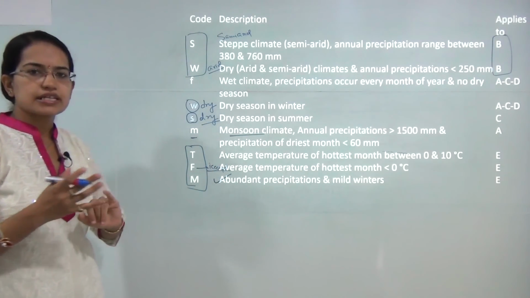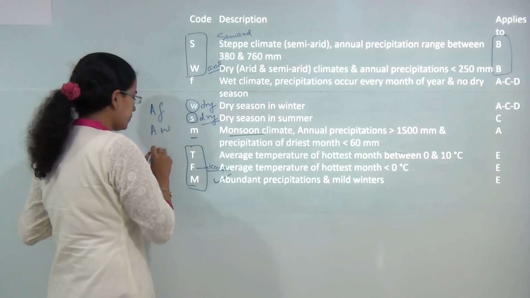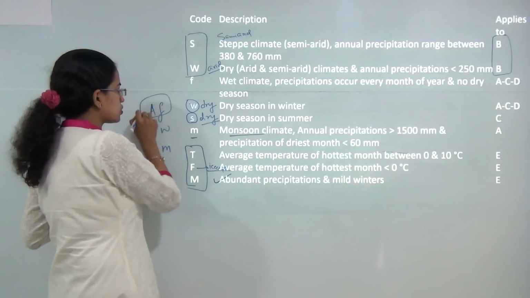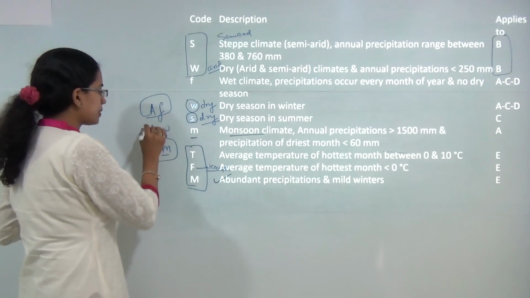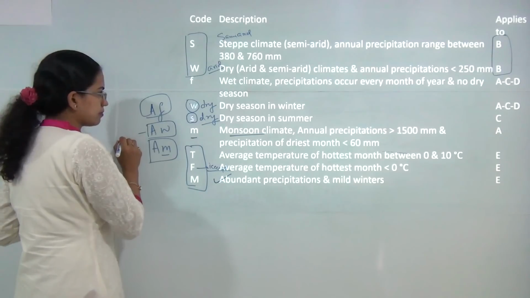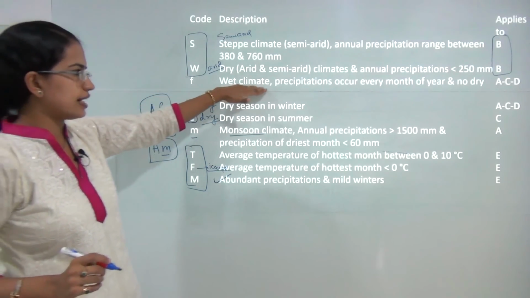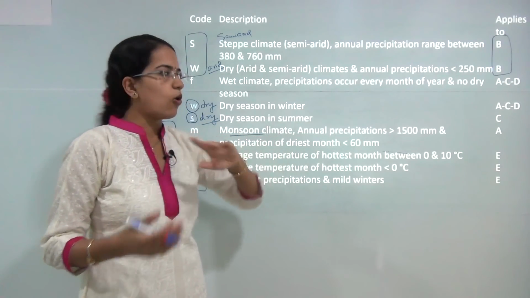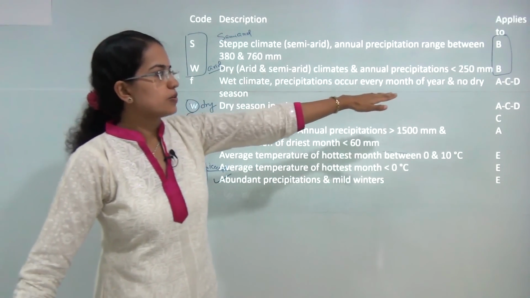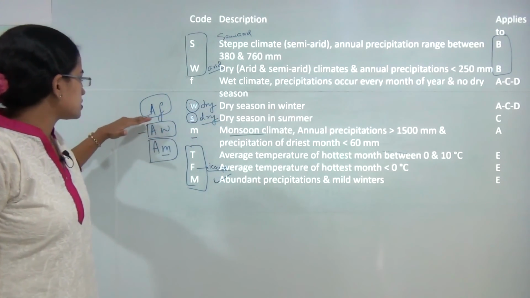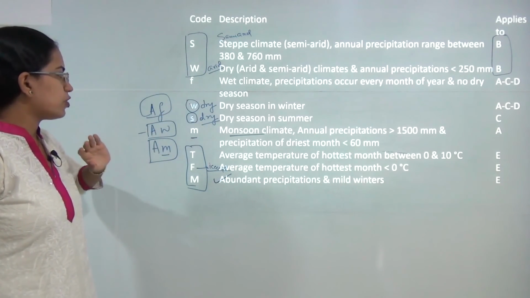This monsoon climate is seen in A. So under A we have Af, Aw and Am. Af is the tropical rainforest, Am, the m for monsoon, is the monsoonal climate, and Aw is the savanna climate. That's dry winters. And finally you have f, which is wet climate, where precipitation occurs nearly all months and no dry season can be seen. f is applicable to A, C and D. So as we classified Af, that is tropical rainfall, here you will have rainfall throughout the year.